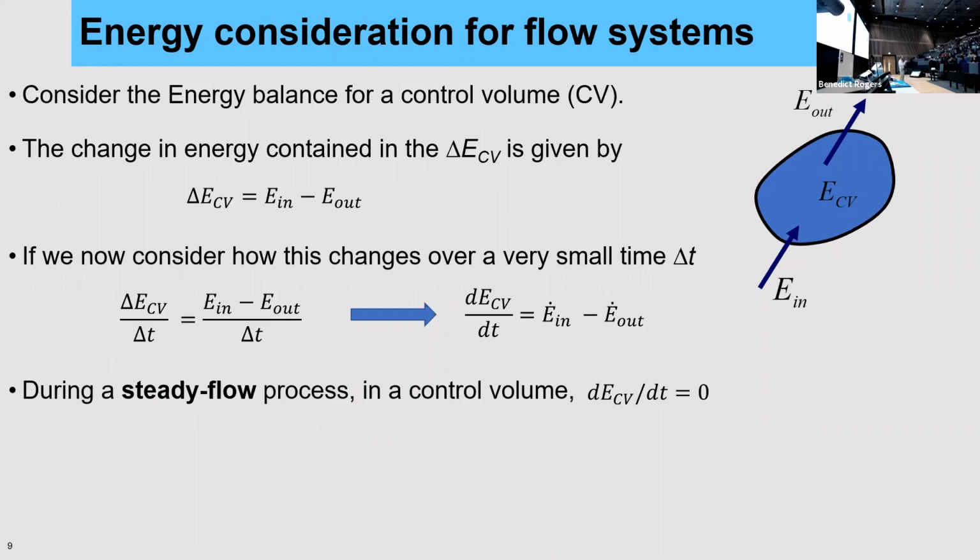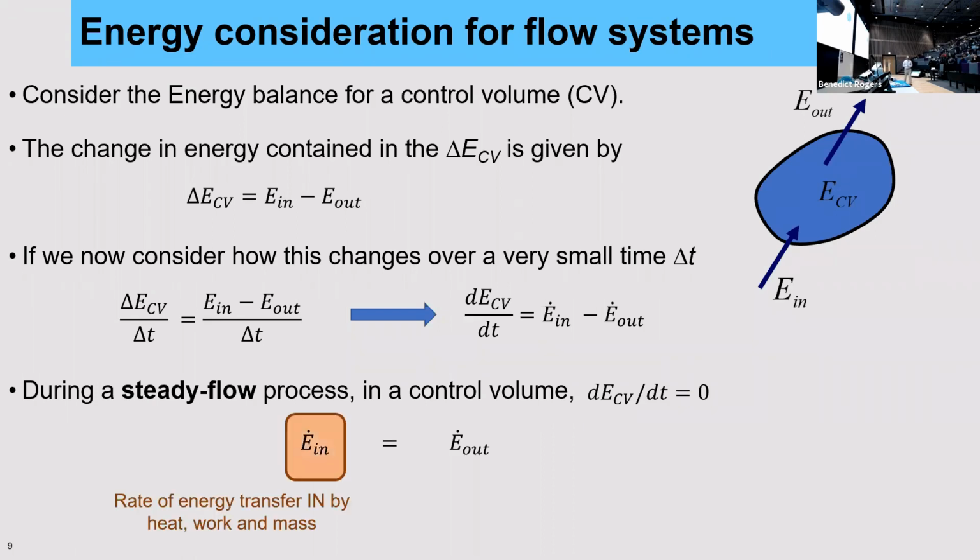We're going to be looking at steady flow. In steady flow, everything stays constant with time. That's the definition of a steady process. And so this derivative, dECV by dt, is equal to 0. So all of a sudden, our energy flow in is equal to our energy flow out. All right, so far, so good.